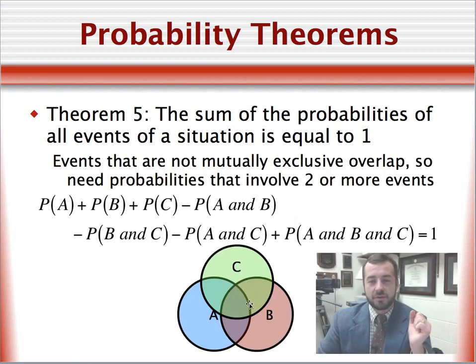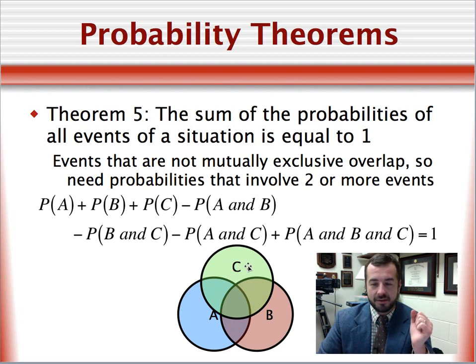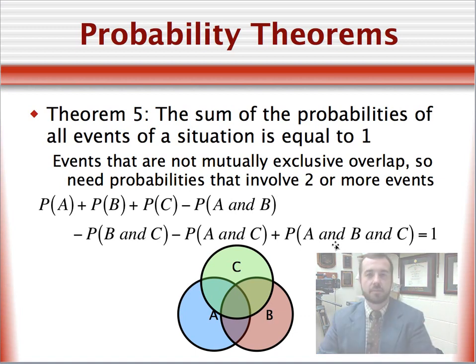In this case, all we have to do is add up the probability of each event occurring, A, B, and C, the blue, the orange, and the green areas, and then we add the areas where there's overlap. In this case, there's 1, 2, 3, 4 areas of overlap. So we'll have 7 terms, 1, 2, 3, 4, 5, 6, 7, and those should all add up to be 1.